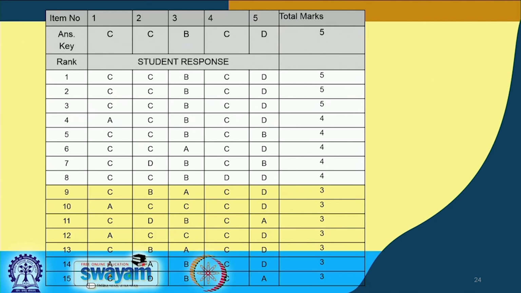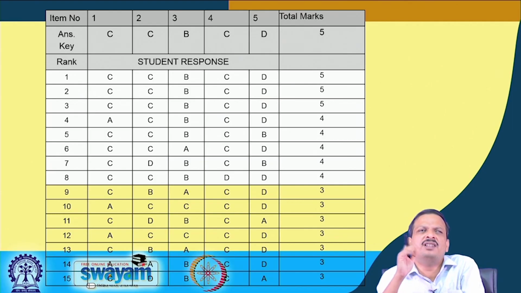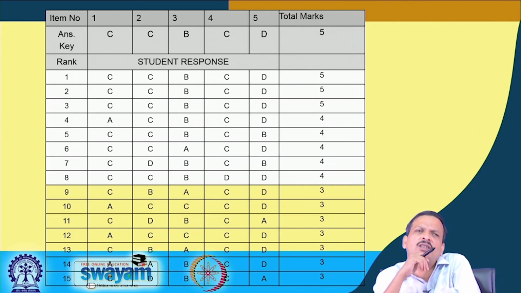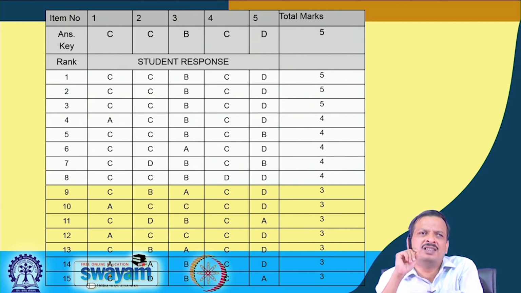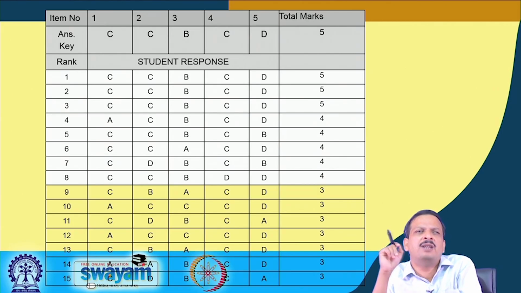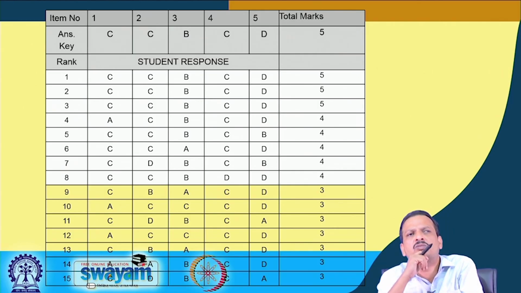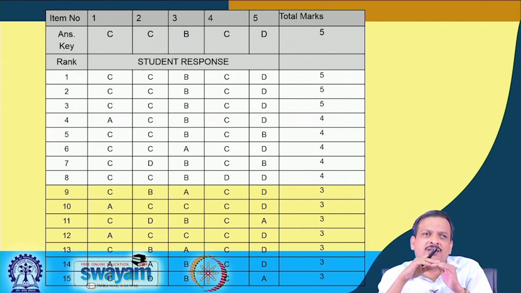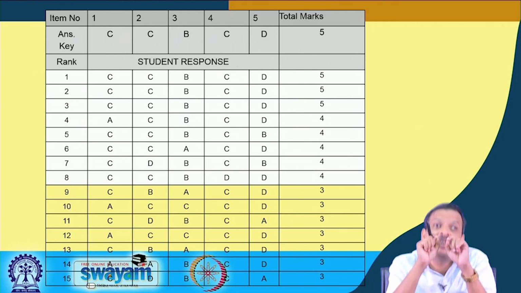Most of the time you have seen the multiple choice question has only 4 choices: A, B, C, D. Why will there be only 4 choices? Is there any logic for that? Why not 5, why not 3, why not 2? The number of choices in a multiple choice question should be based on the possible misconceptions.